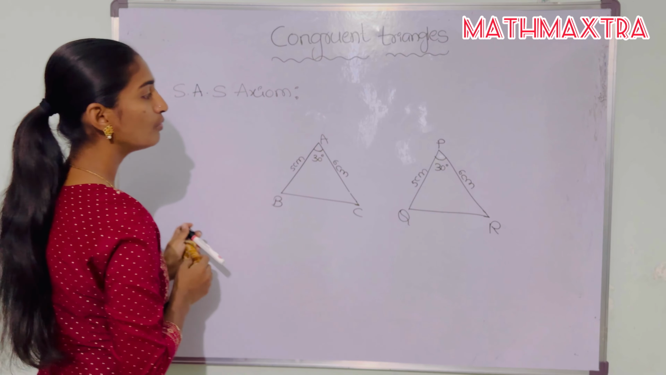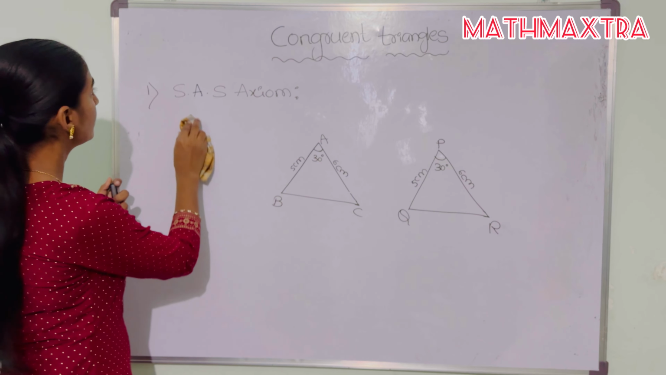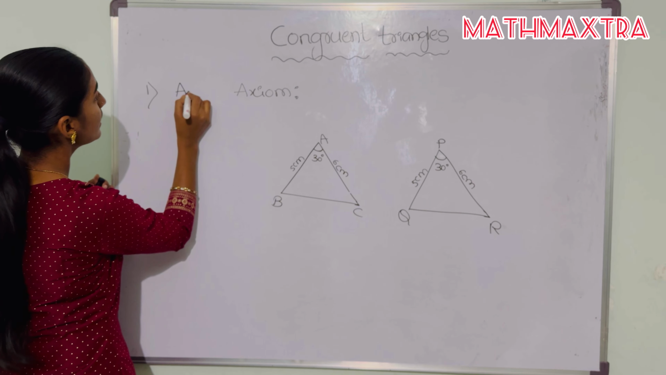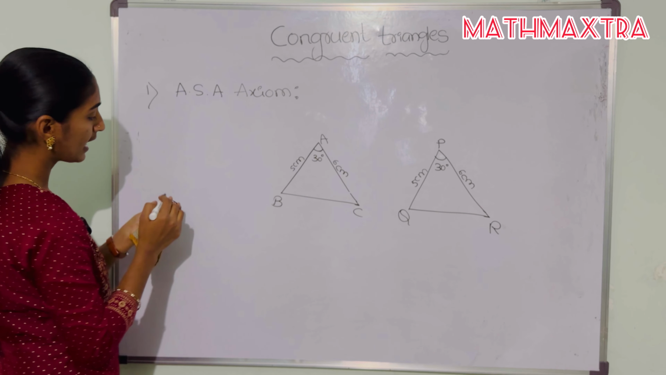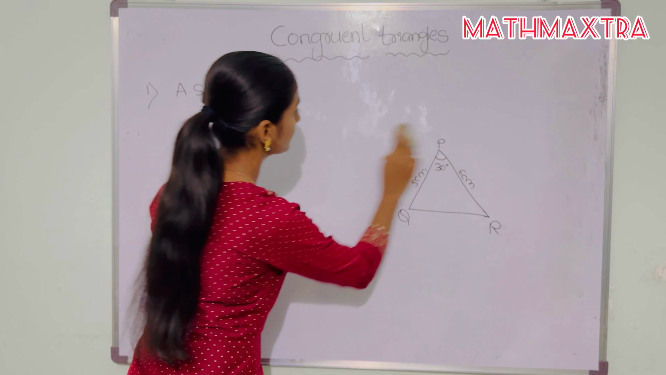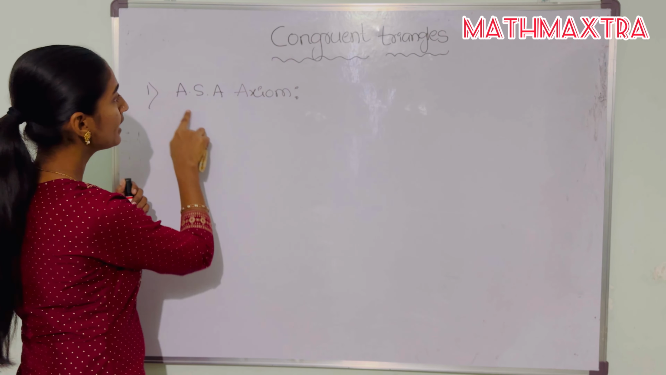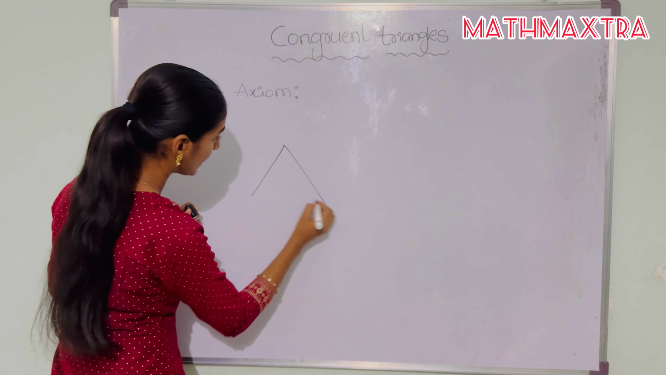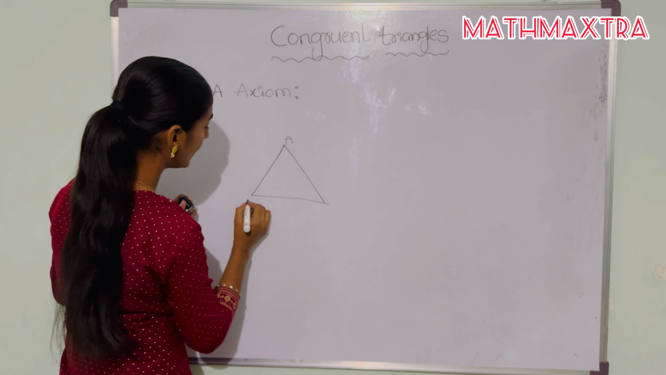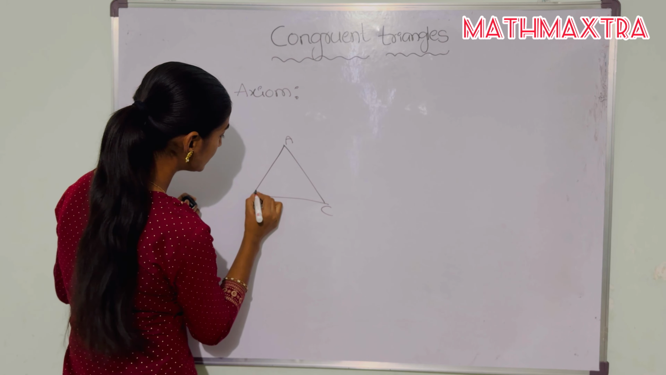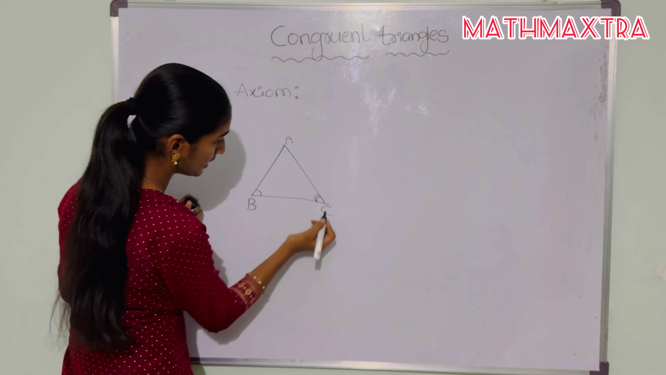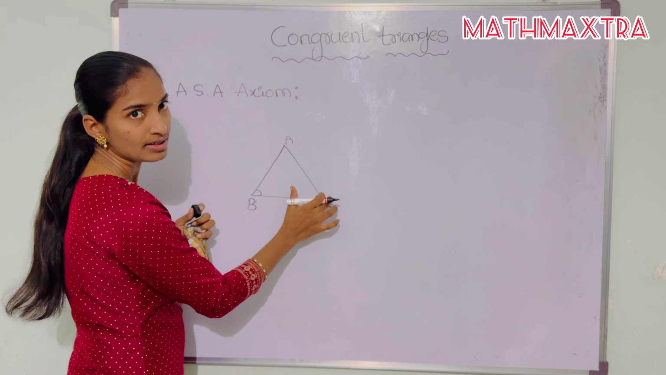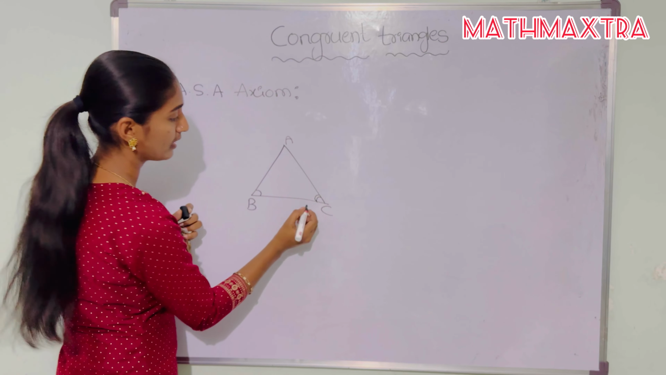So now we'll move to the next axiom, that is the angle side angle axiom. In this, you have to consider two angles and one side. See, this is triangle ABC. So these are the two angles I am considering, and this is the side containing these two angles. So these two are angles, and this is the side containing these two angles.